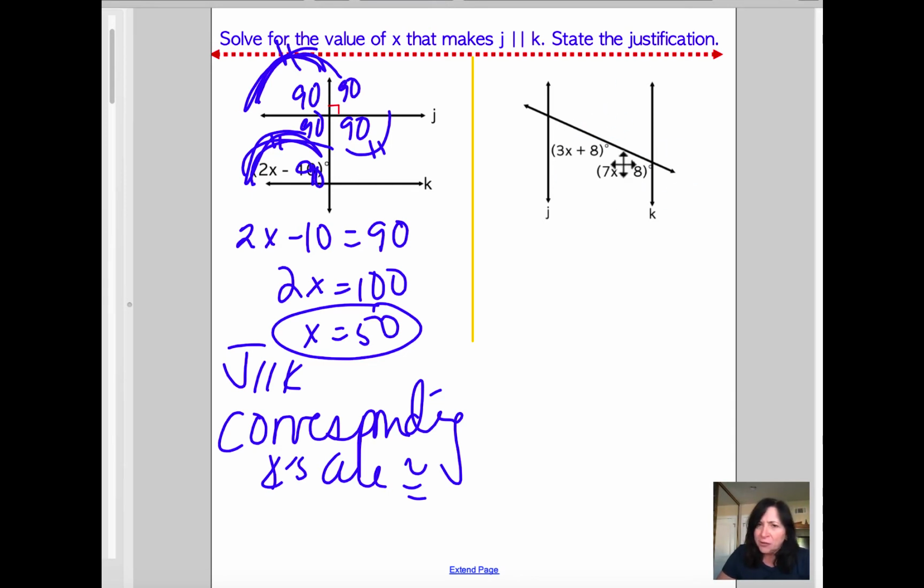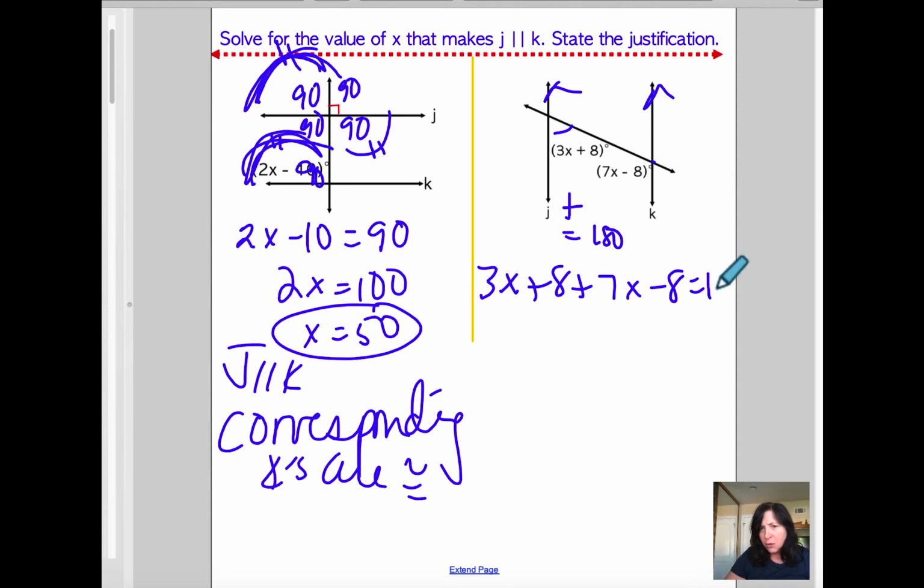For this one, these are very specific in that they are not congruent because they're both inside. If J was parallel to K, then these would be same side interior angles. And again, same side interior angles add up to equal 180 degrees. So let's write that out. 3x plus 8 plus 7x minus 8 equals 180 degrees. Add your x's up. We've got 7x and 3x, which is 10x. The 8's are going to actually cancel. I get 10x equals 180. Therefore, x is equal to 18.